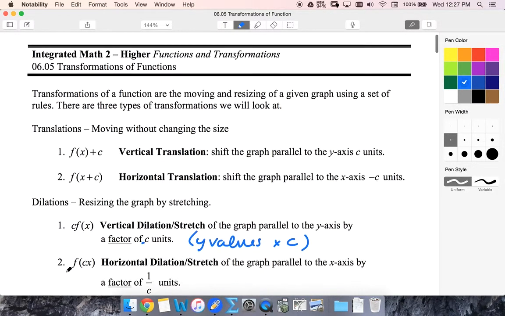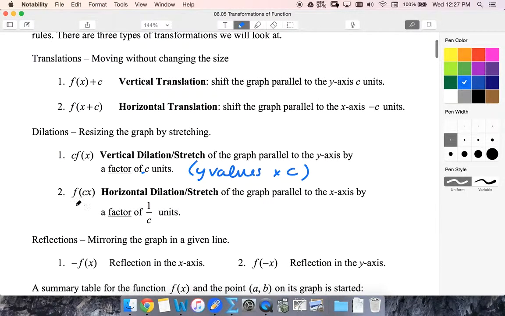Now if I have the c inside parentheses, and c here is just standing for a constant, I again do the opposite. So now I take all my x values and I divide them by c. So instead of multiplying, we divide. We've also seen reflections, especially with quadratics. If I have a negative on the outside, I'm reflecting over the x-axis. If I have a negative inside, I go over the y-axis.